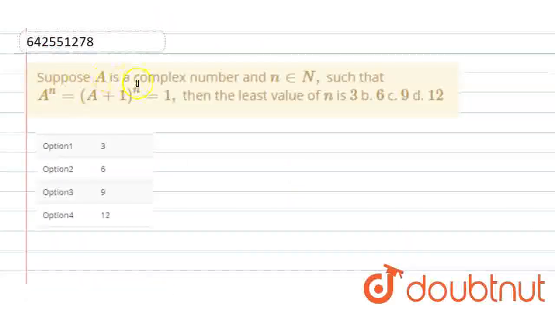Here the question is: suppose a is a complex number and n belongs to the natural numbers, such that a power n is equal to (a plus 1) whole power n, which is equal to 1. Then we need to find the least value of n.